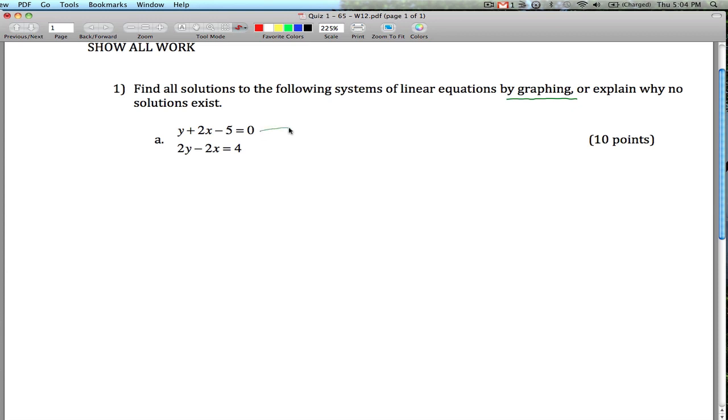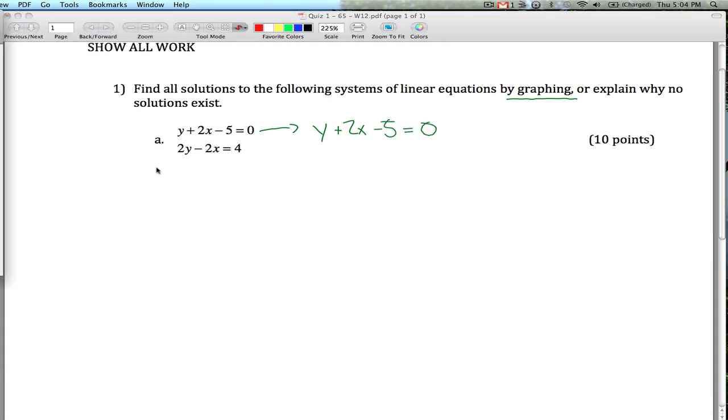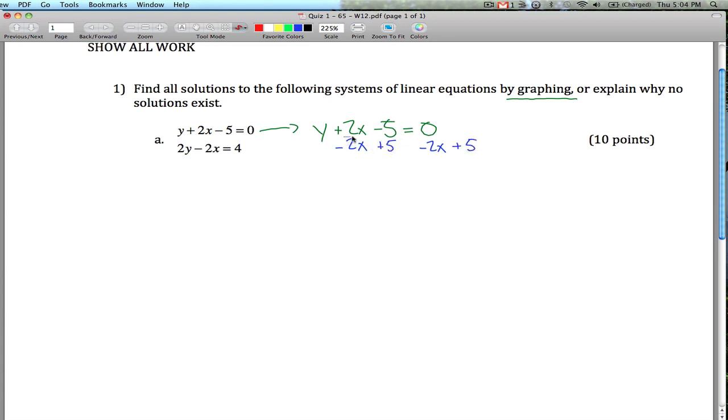So let's see this first guy here. To get it into y equals mx plus b form, maybe we subtract 2x. Well, let me write it over here. Y plus 2x minus 5 equals 0. To get it into the right form, we can subtract 2x from both sides. And as long as we're here, we can also add 5 to both sides. Maybe the line should go down here. Yeah, that's better.